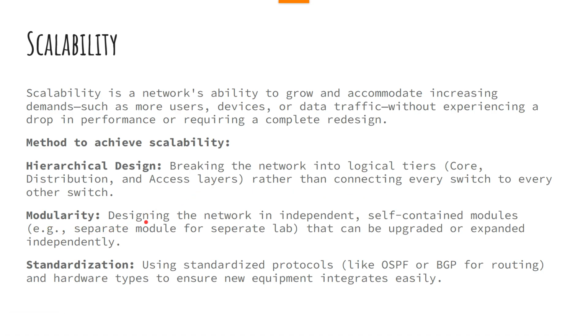Modularity: design the network in independent self-contained modules that can be upgraded or expanded independently. For example, let's say IT Lab 6. We have a separate switch where all the machines from IT Lab 6 get connected, or IT Lab 2, we have a separate switch where all the machines from IT Lab 2 get connected. Now, if I want to make any change in that lab, the changes will be contained within that lab itself, right? It will not affect the entire network. Now that's the beauty of modularity.